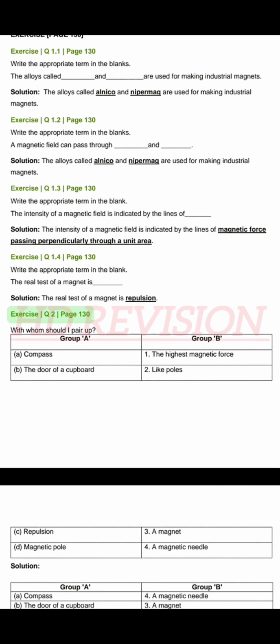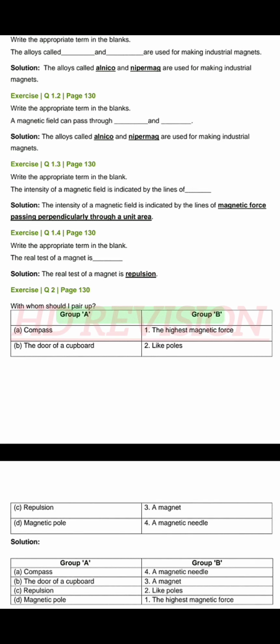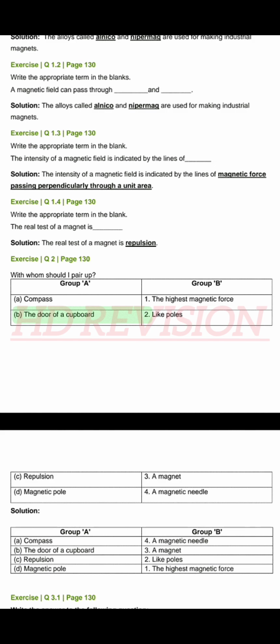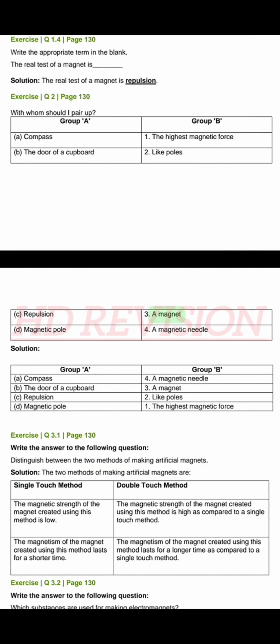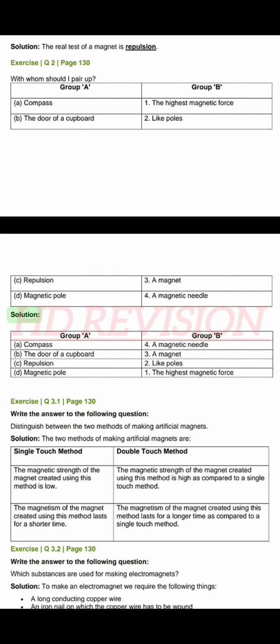Exercise Q2 page 130. With whom should I pair up? Group A, Group B. A. Compass 1. The highest magnetic force. B. The door of a cupboard 2. Like poles. C. Repulsion 3. A magnet. D. Magnetic pole 4. A magnetic needle. Solution.